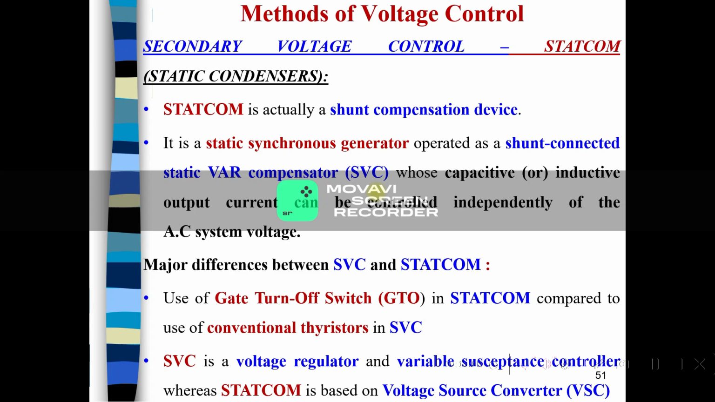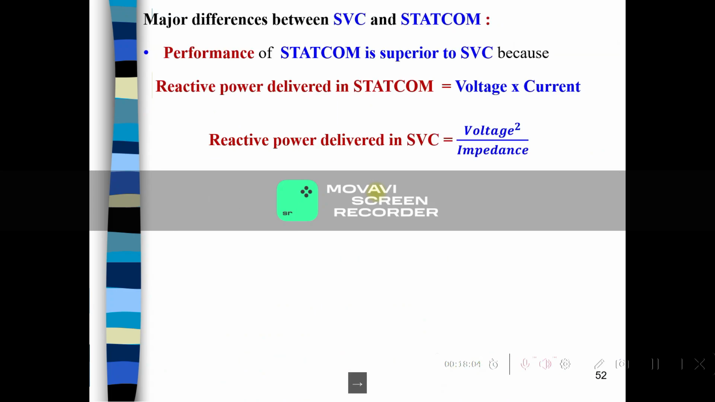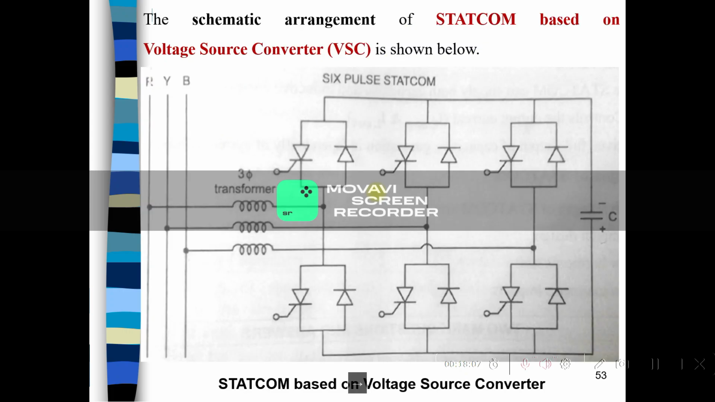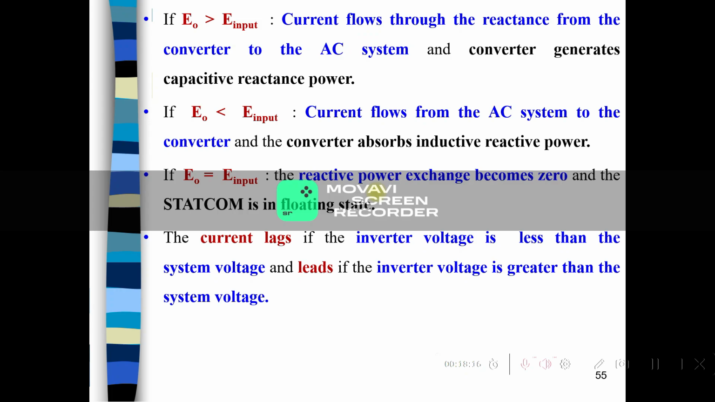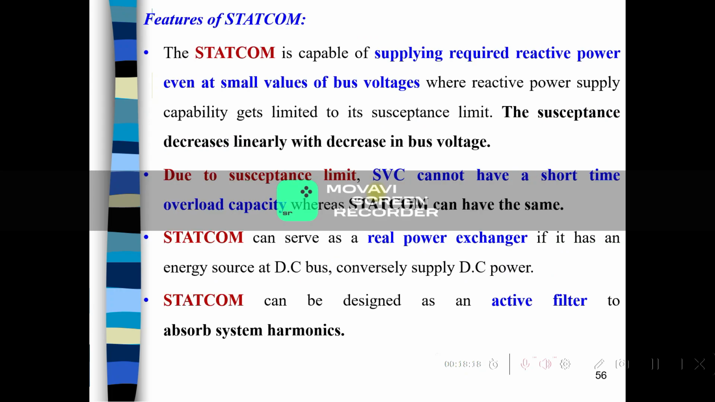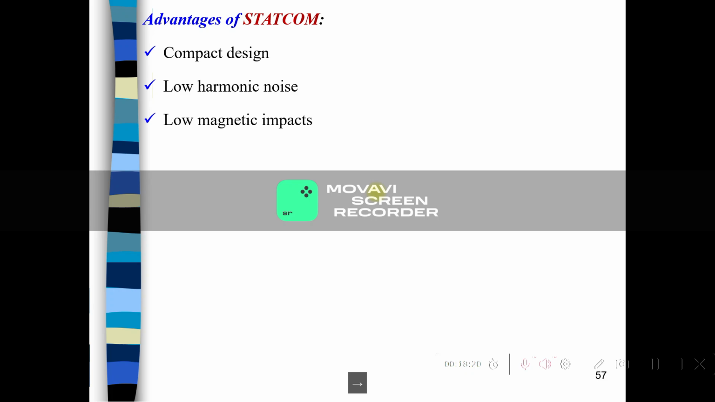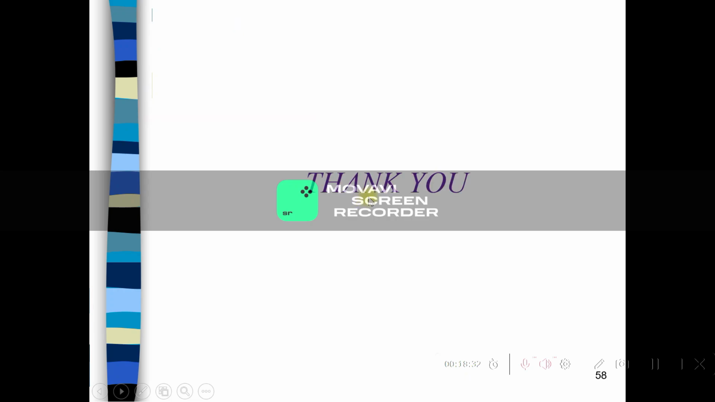Next is the static compensator, that means compensation devices. So another one, voltage source converter, VSC. So the working principle and explanations. Features of the STATCOM. Advantage: the STATCOM is used for its compact design and reduced noise level, harmonics noise, and the magnetic impacts on the given transmission line.